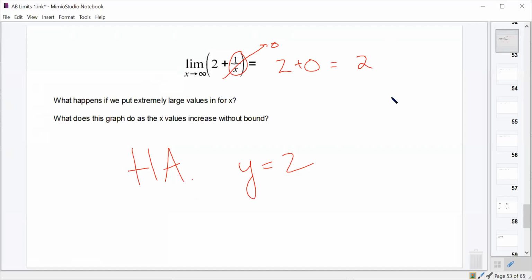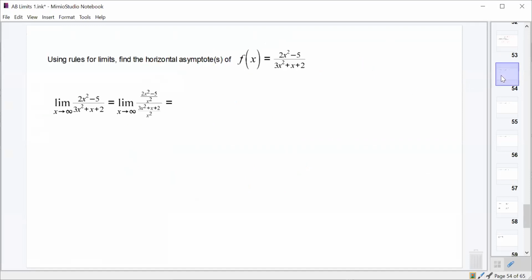Hopefully, in the last couple of years, one of your teachers taught you a bunch of rules for finding horizontal asymptotes with rational functions, right? A polynomial over a polynomial, something like 2x squared minus 5 over 3x squared plus x plus 2. Did one of your teachers teach you some rules for that? If you don't remember all those rules, it's okay. But did they at least teach you them? Yeah. Okay. All right.